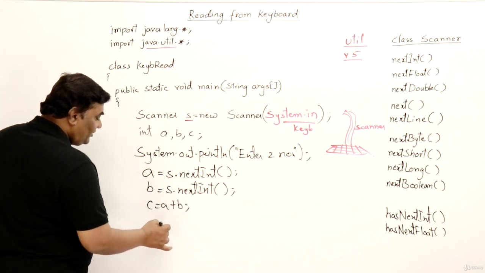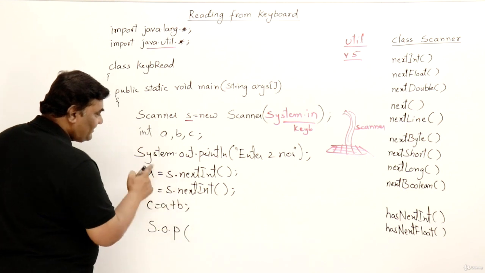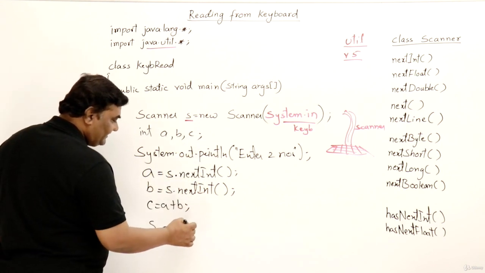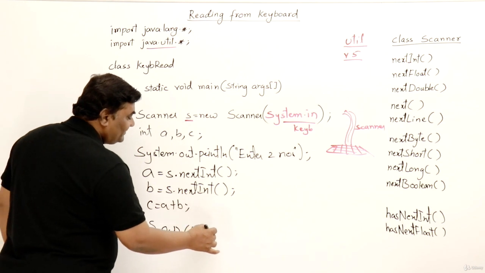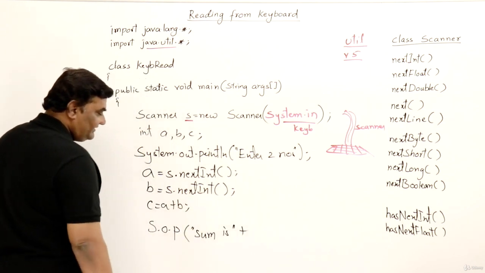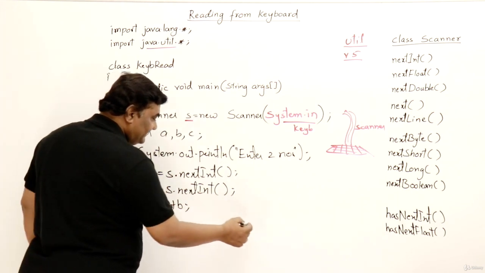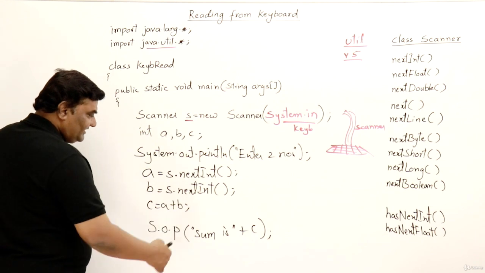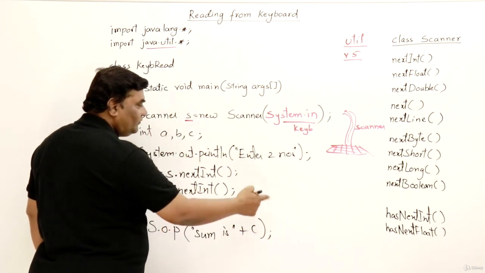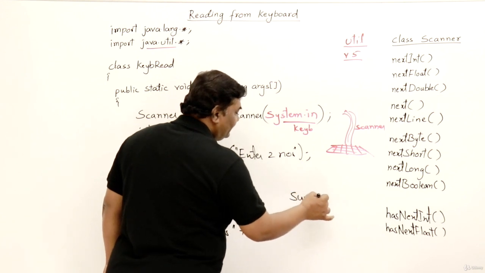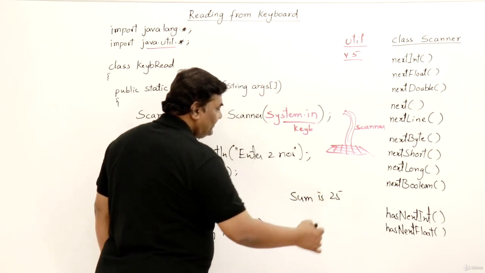Then System.out.println. I am not writing the complete statement, I will write SOP, that is for System.out.println. Sum of two numbers is, sum is, and then plus, you have to write plus here if you want to concatenate anything. This is the method for displaying. So how will the output come on the screen? Sum is whatever the sum is. Suppose it is 25, you will get a message like this: Sum is 25.